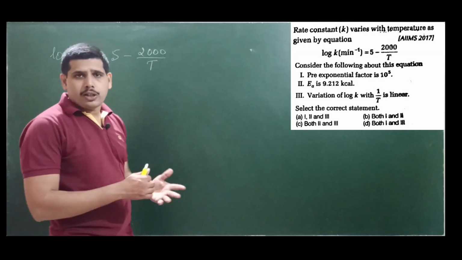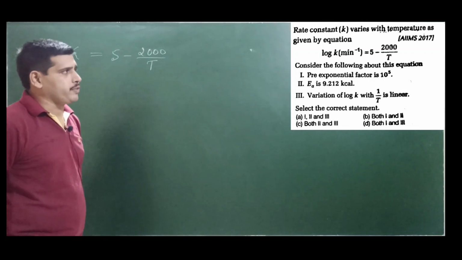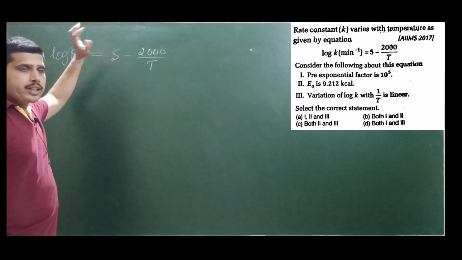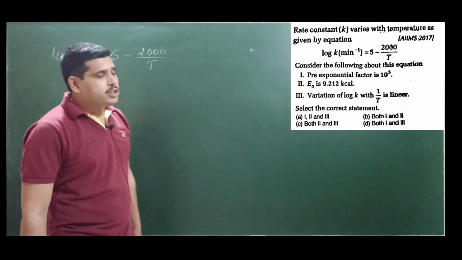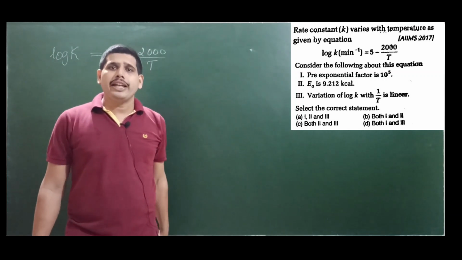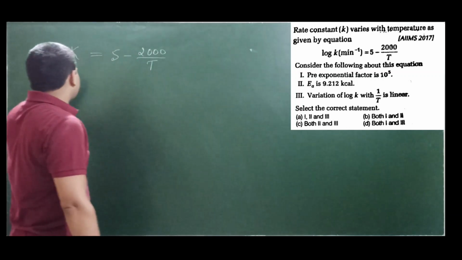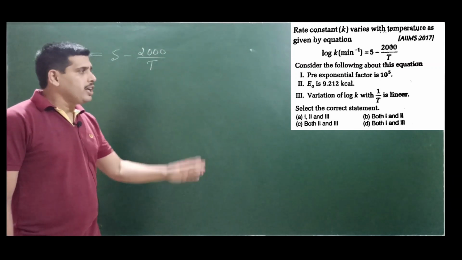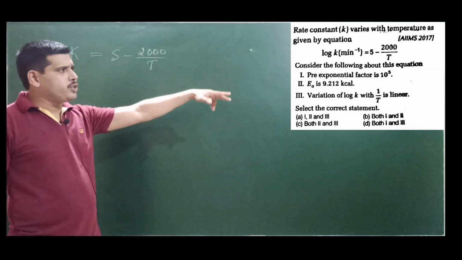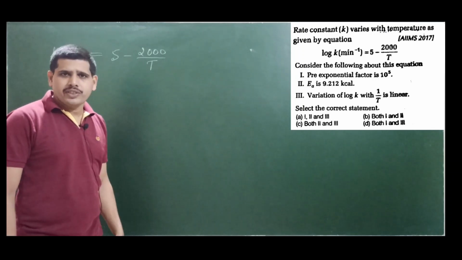The options include statements. There are three statements given. The first one is about the frequency factor, the second is about the activation energy EA, and the third is about the verification of the linearity, whether the graph of log K versus 1 by T is linear or non-linear. Out of those three statements, which are true is the question.